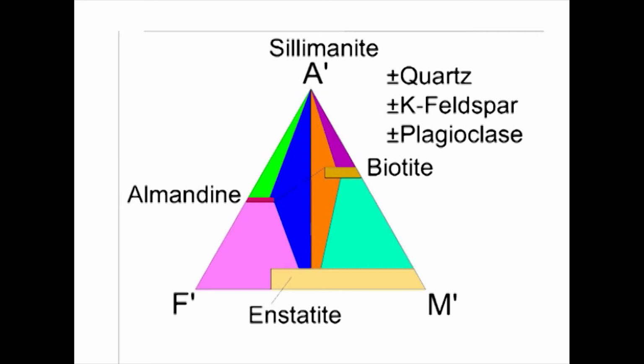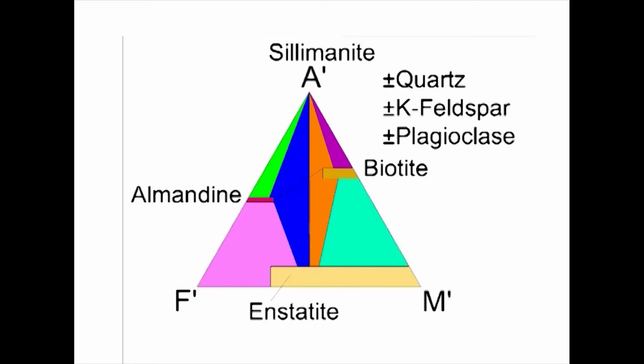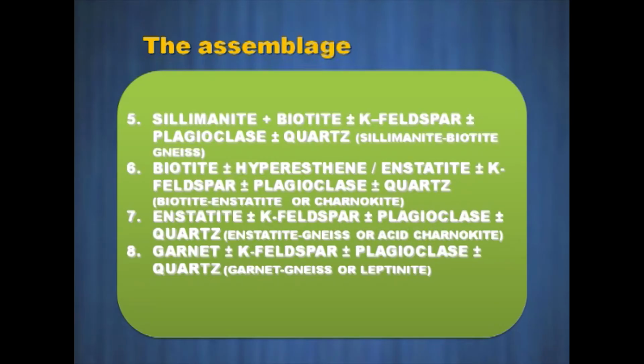The fourth is your sillimanite plus biotite plus or minus cordierite plus or minus potash feldspar plus or minus plagioclase plus or minus quartz, also known as sillimanite biotite cordierite gneiss. And the fifth, sillimanite biotite potash feldspar plagioclase plus or minus quartz, that is also known as sillimanite biotite gneiss.